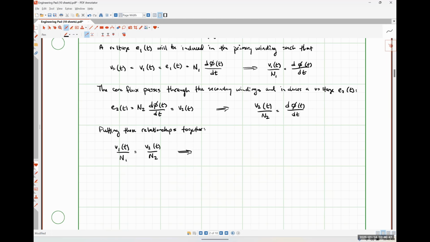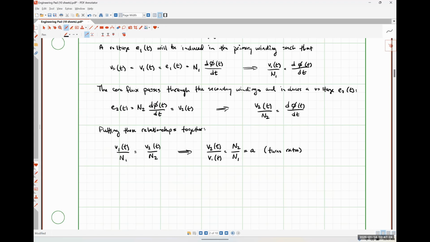So here's where I want to take a quick moment. Okay. So I believe in 280, I defined the turns ratio of a transformer as the number of turns in the secondary divided by the number of turns in the primary. I'm going to do that here as well. So I'm going to say that V2 over V1 is equal to N2 over N1, and we're going to call this A, which is the turns ratio.